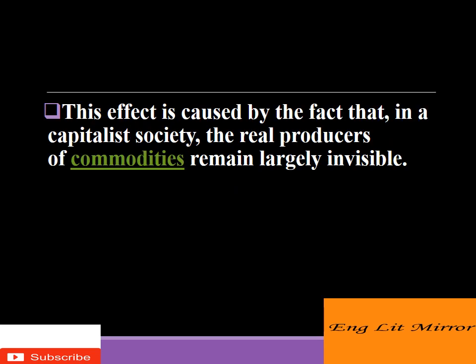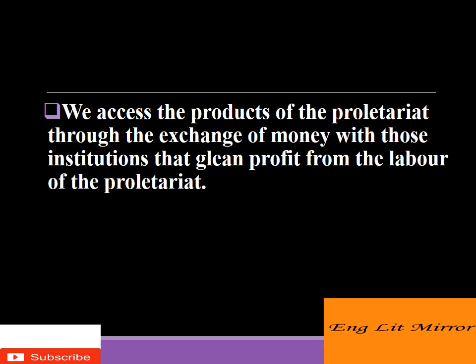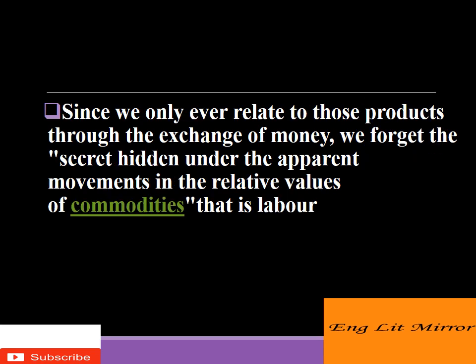This effect is caused by the fact that in a capitalist society, the real producers of commodities remain largely invisible. We only approach their products through the relations which the act of exchange establishes between the products. We access the products of the proletariat through the exchange of money with those institutions that glean profit from the labor of the proletariat. Since we only ever relate to those products through the exchange of money, we forget the secret hidden under the apparent movements in the relative values of commodities, that is labor.